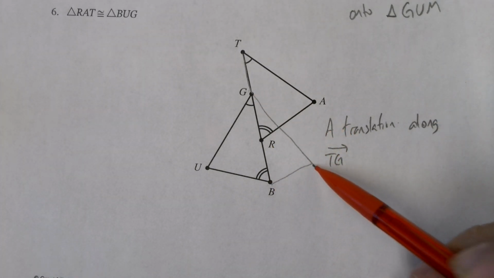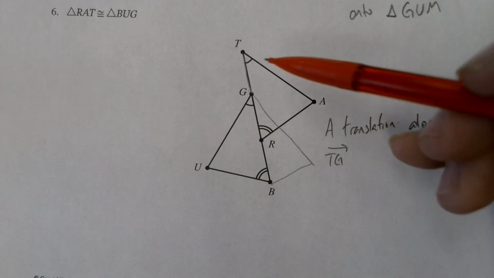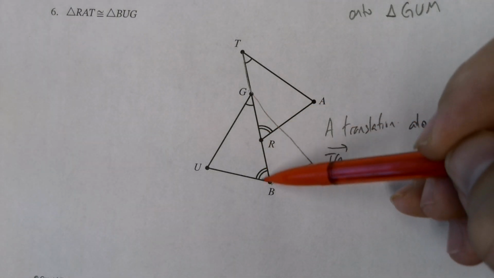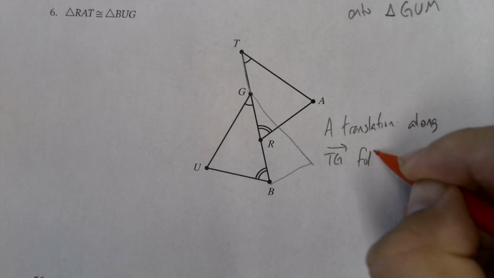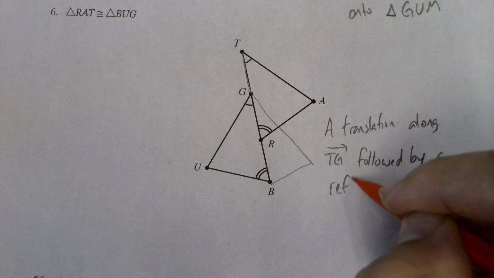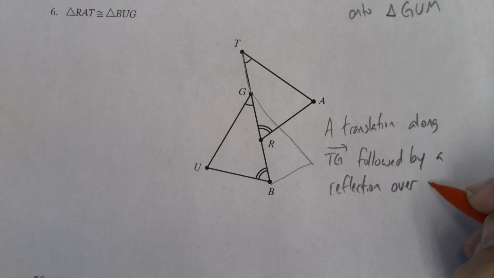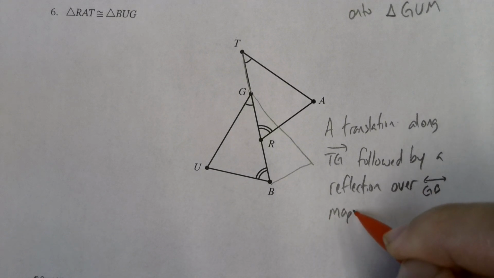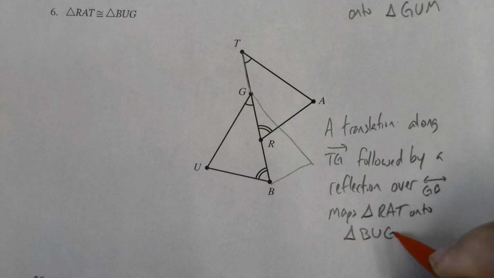Think of it like this. There's the triangle again. Just a quick drawing, and then we would need to reflect over GB, followed by a reflection over GB maps triangle RAT onto triangle BUG.